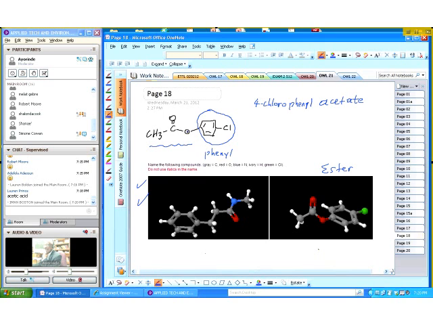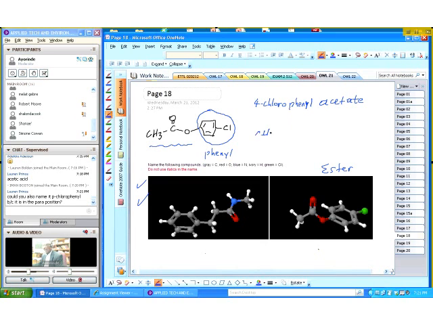That is the name of the group that is attached to this oxygen here. And that name will be separate from the base name, which is acetate. So this becomes 4-chlorophenyl acetate. Okay?